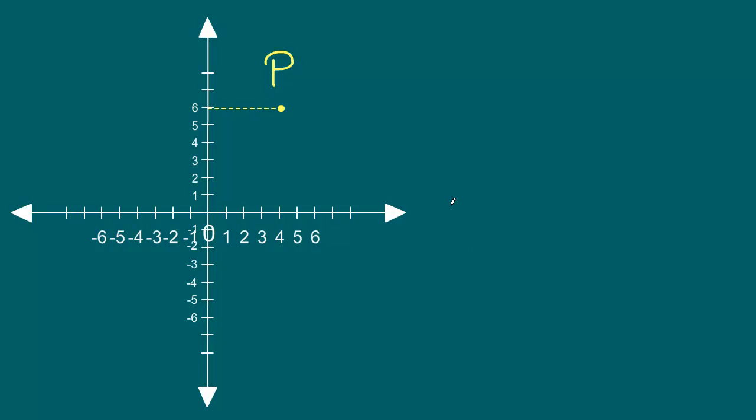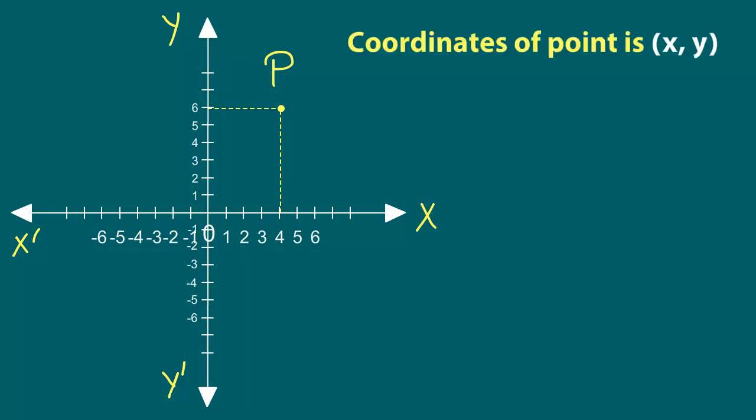So if this is the x axis, x dash, and we know this is the y axis, y dash. So we drop a perpendicular from the point on the y axis. This gives us the distance of point P from origin along y axis, which is this length. And then we drop a perpendicular on x axis, and this distance tells us how far away the point is from origin along x axis. And this is what we call the x and the y coordinates of the point P.